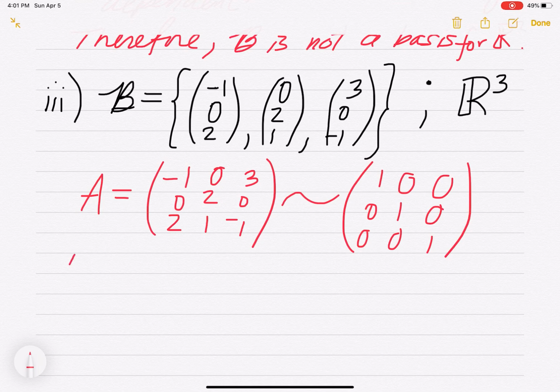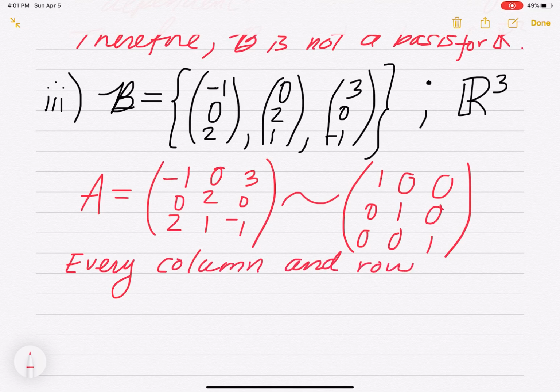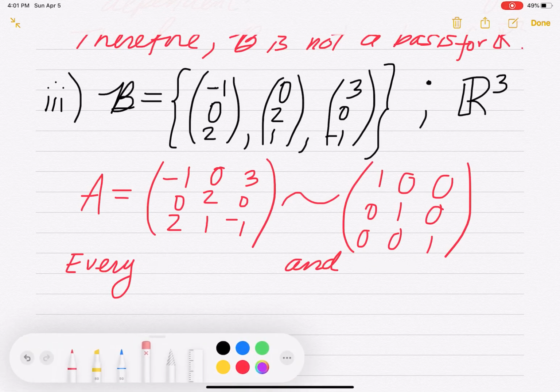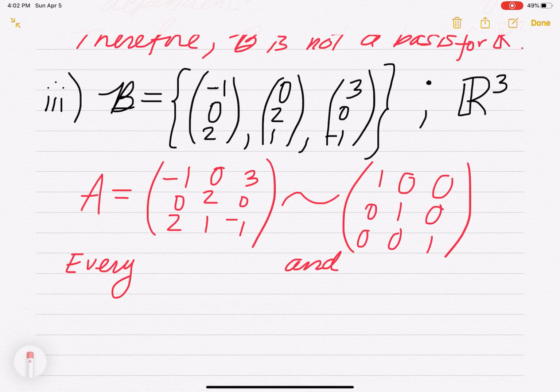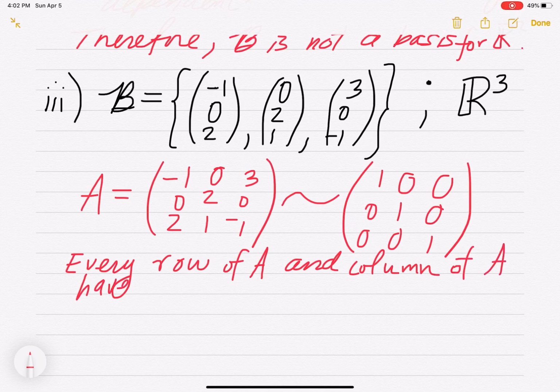Every row and column, I should do the row first because rows have to do with spanning, right? Columns have to do with linear independence. Every row of A and column of A have a pivot, right? Where are the pivots? Here, here, and here.